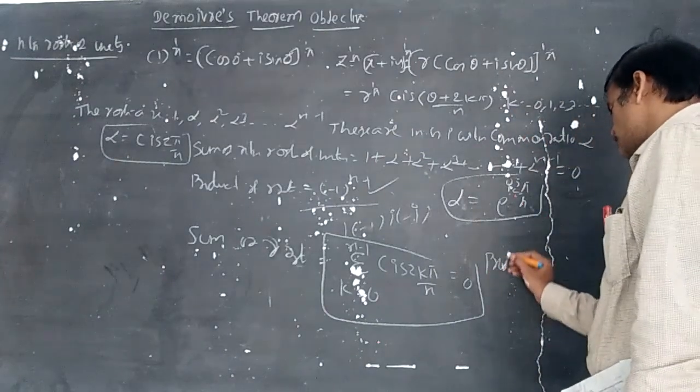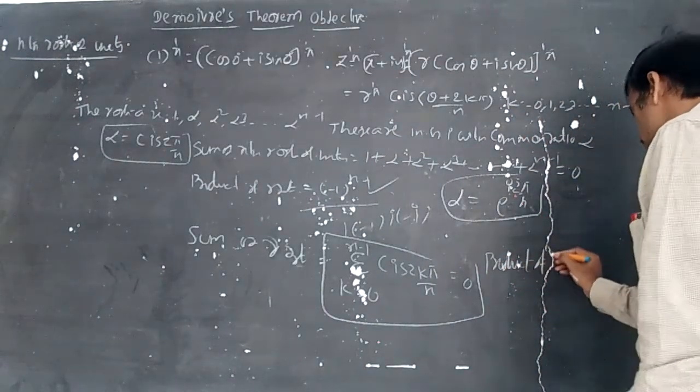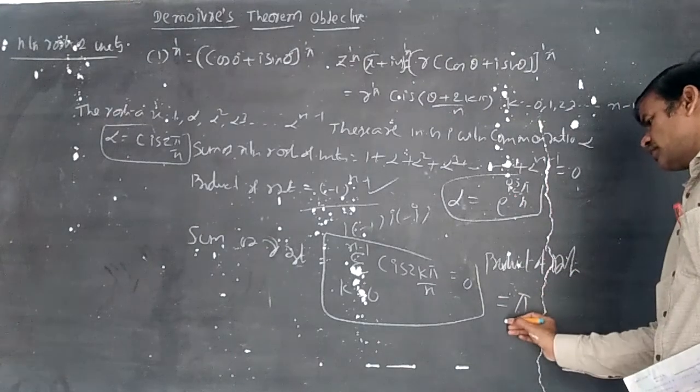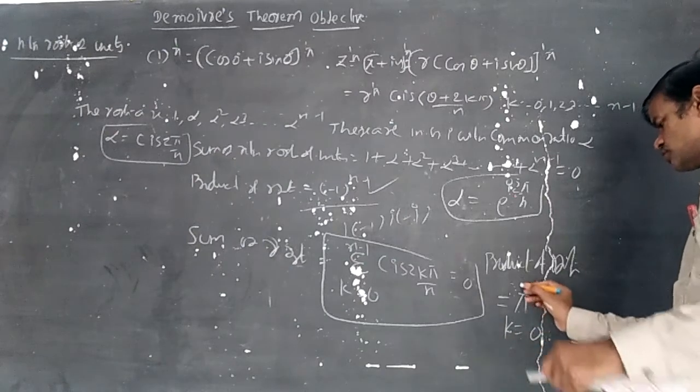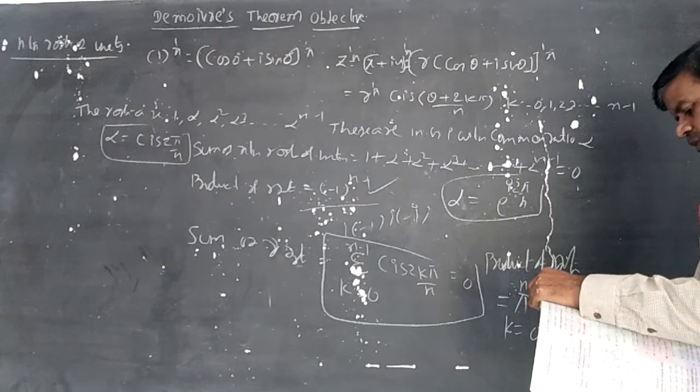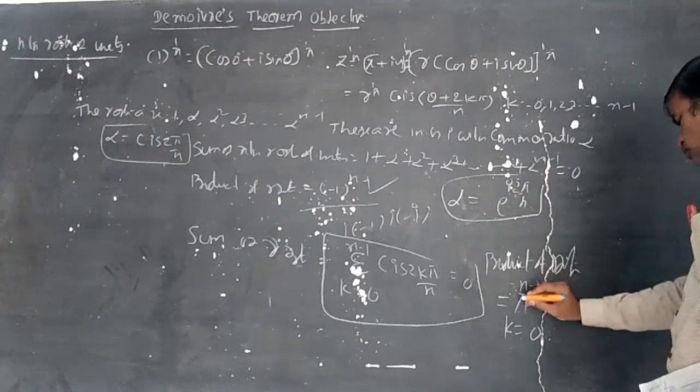Next, the product of roots. The product of roots can be indicated with pi: pi, k is equal to 0 to n minus 1, of cis 2k pi by n.